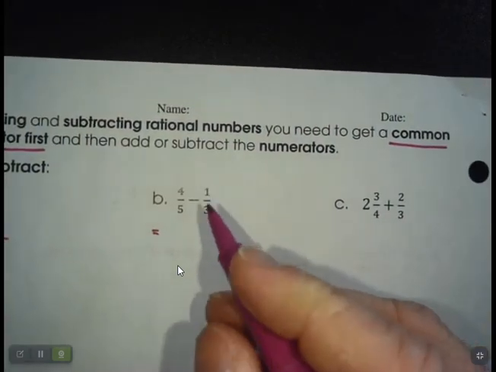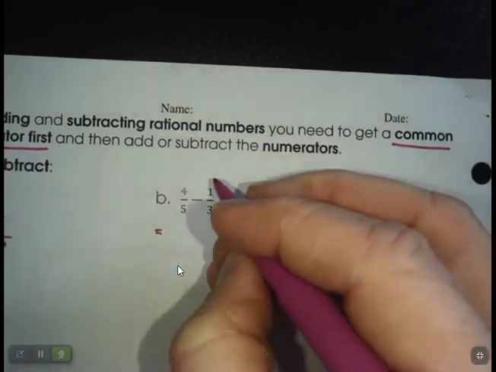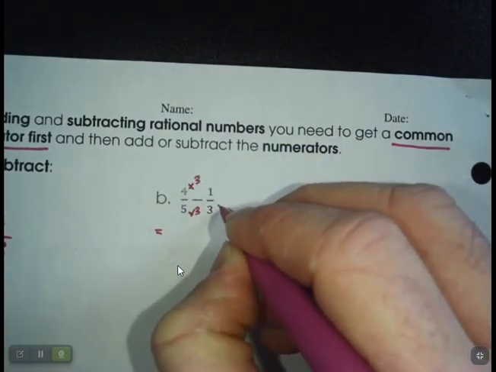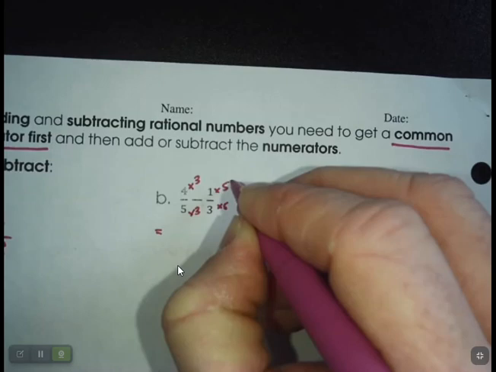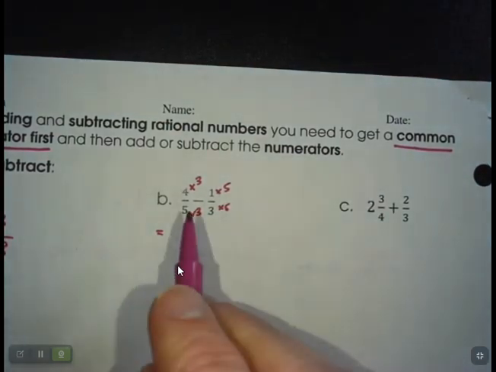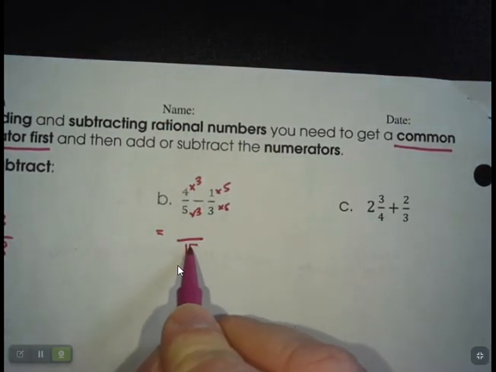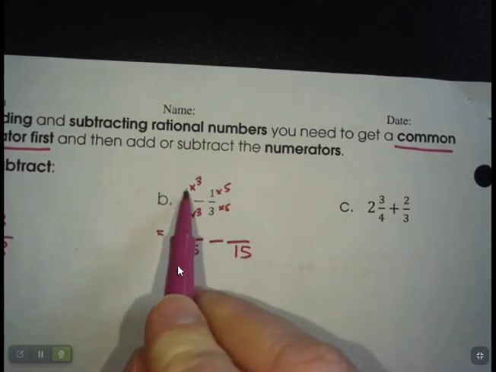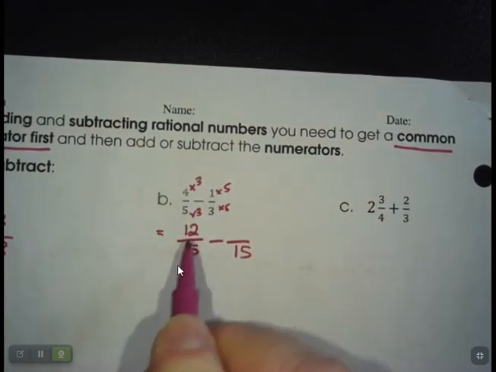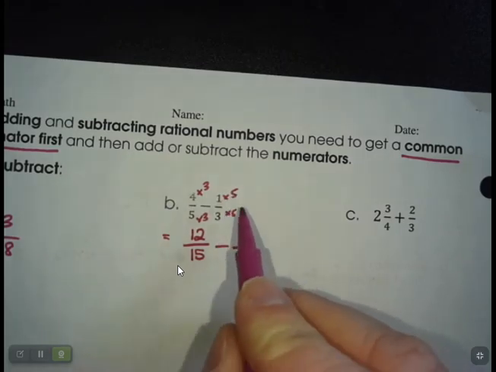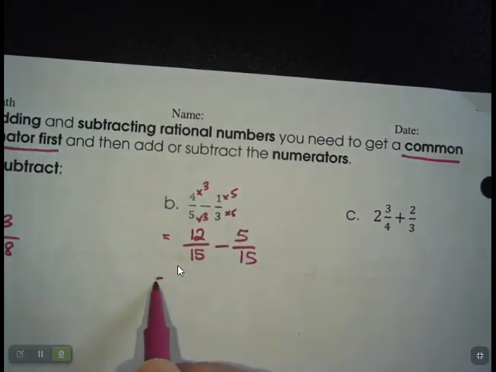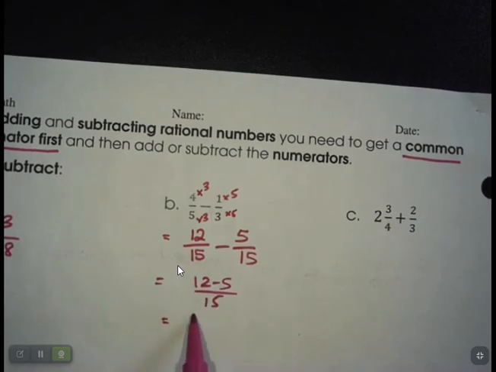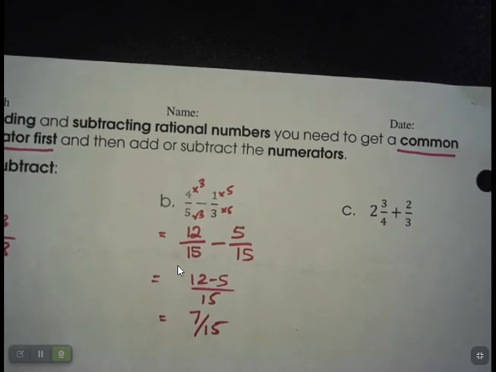Same thing here. If I'm looking at this, I may have to multiply each fraction by the other denominator. That works. So my common denominator is 15. All right, 4 times 3, that gets me my 12. 1 times 5, that gets me my 5. And then I can think of it like this. So that's 17/15.